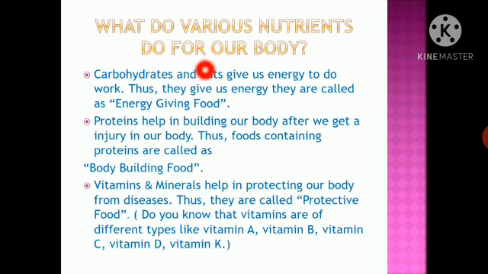What do various nutrients do for our body? Carbohydrates and fat give us energy to do work. Thus, they are called energy giving food. Protein helps in building our body after we get an injury. Thus, foods containing protein are called bodybuilding food. Vitamins and minerals help in protecting our body from diseases, thus they are called protective food. Do you know that vitamins are of different types like vitamin A, vitamin B, vitamin C, vitamin D and vitamin K?